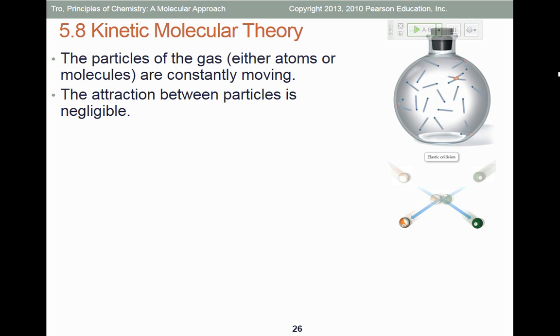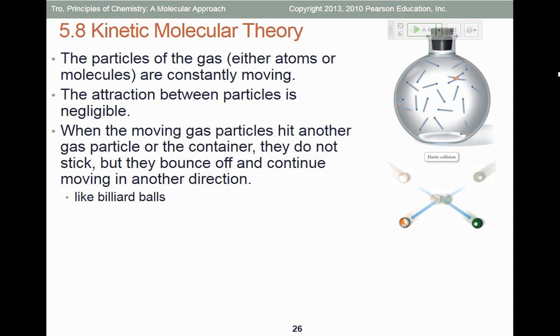The attraction between particles is negligible. When we look at water in the solid state, ice, we have a lot of attraction between water molecules. When we look at water in the liquid state, we have more flow. We still have attraction between water molecules, but not as tightly. Once water gets to the gas phase, the water molecules are no longer interacting with each other. They might bump into each other, but they're not attracted to each other. They behave basically as one molecule. So the attraction between particles is negligible. When the moving particles hit one another, or the container, they don't stick, they just bounce off, they continue moving.